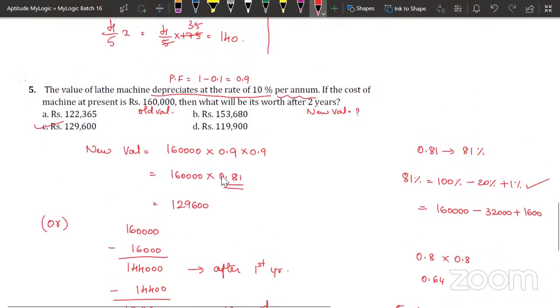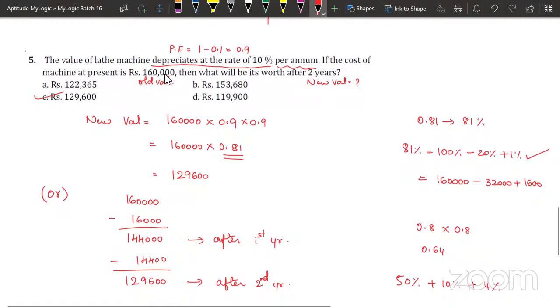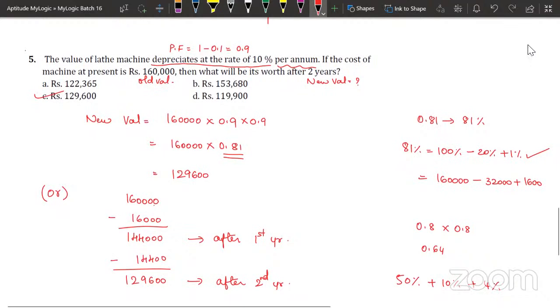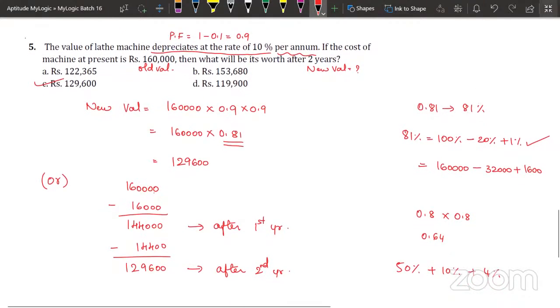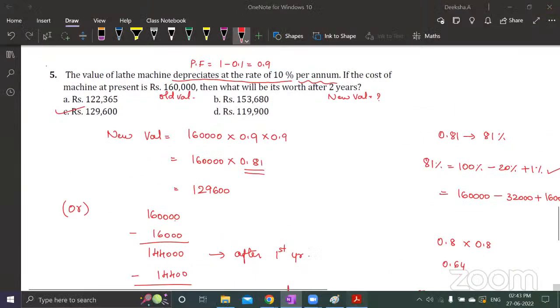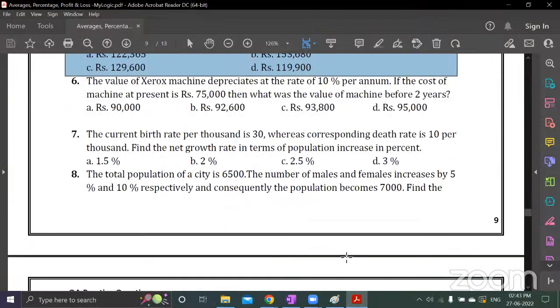Now this is finding the value of a machine when the old value is given. We'll see the next question. Hope it is clear. If you have any doubts or clarifications, please let me know in the chat section.